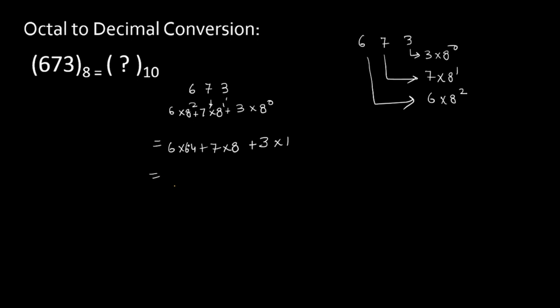which is equal to 6 4s are 24, 4 carry 2, 6 6s are 36, 36 and 2 is 38, plus 5 8s are 56, plus 3 1s are 3, which is equal to 443. So 443 is the decimal equivalent of the given octal number.